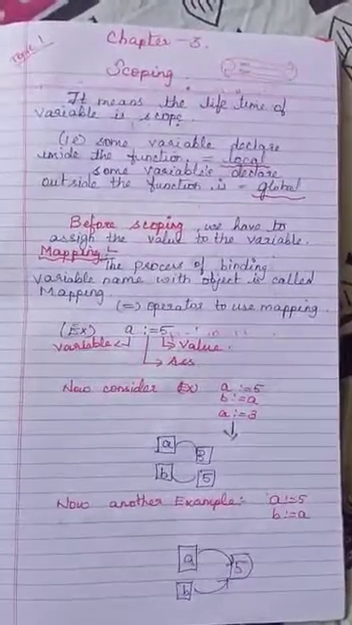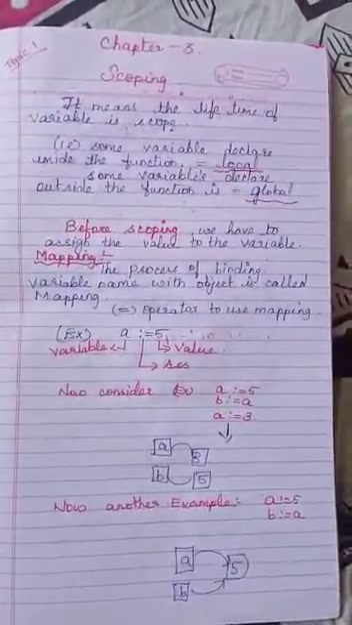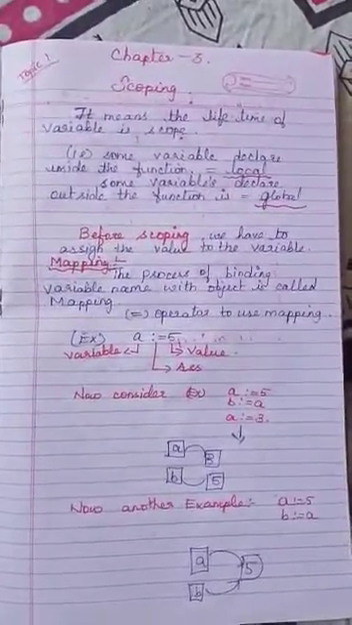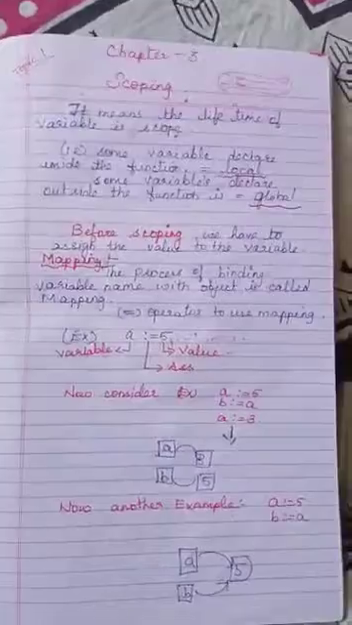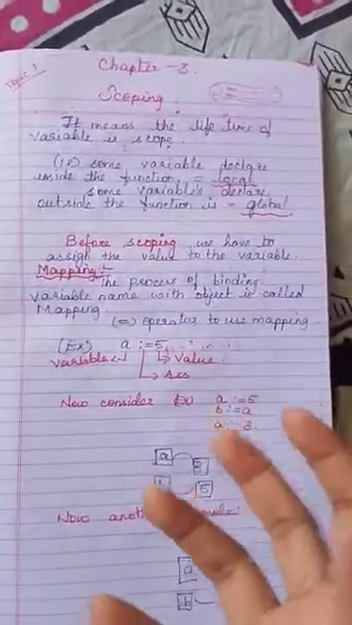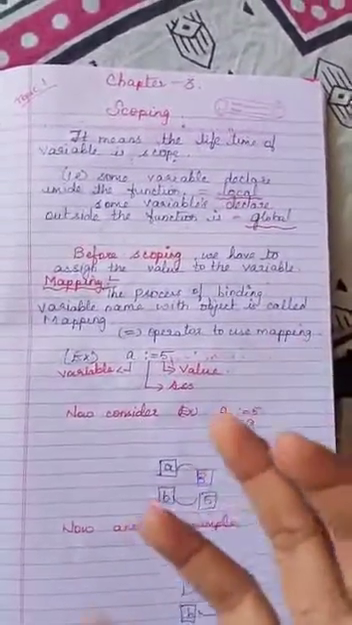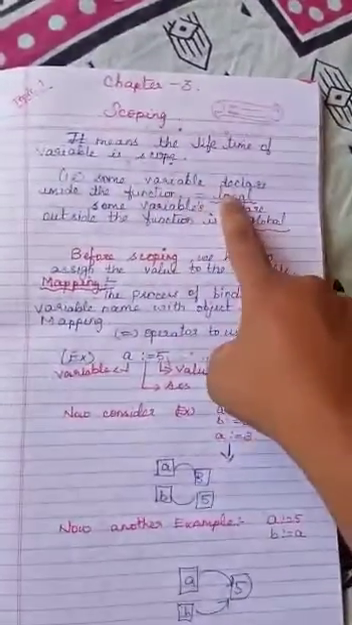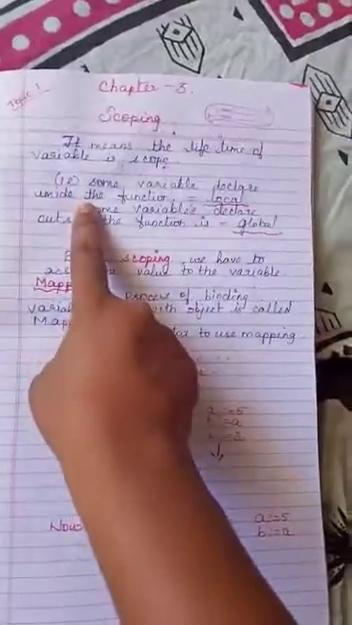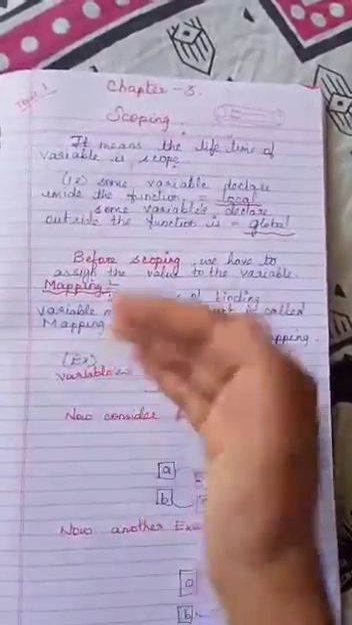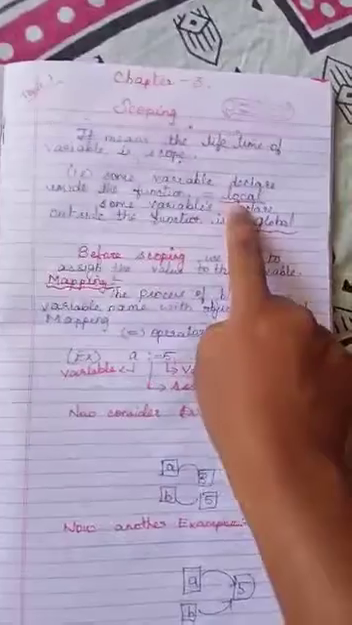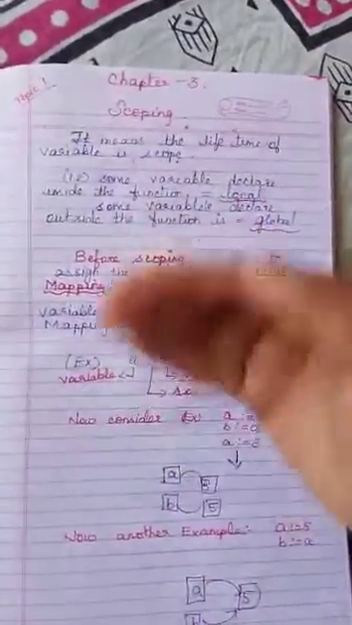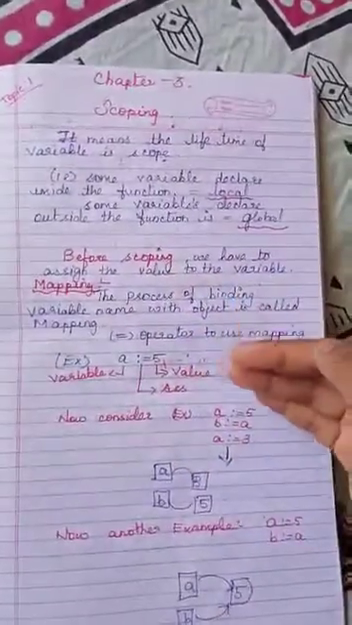Good morning, students. The next topic is scoping. Scoping, in the sense, is how much a given variable's value is available. How much the value for the variable is available is called scoping. Sometimes we declare a variable inside the function, which is called local scoping. Sometimes the variable is declared outside the function, which is called global scoping.